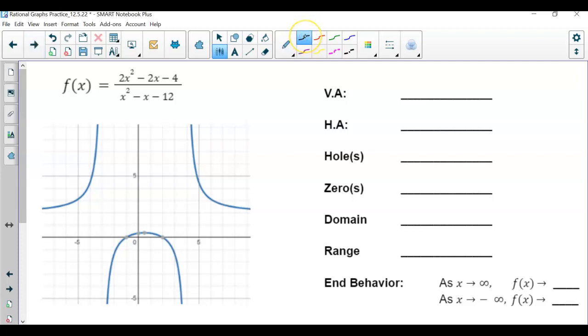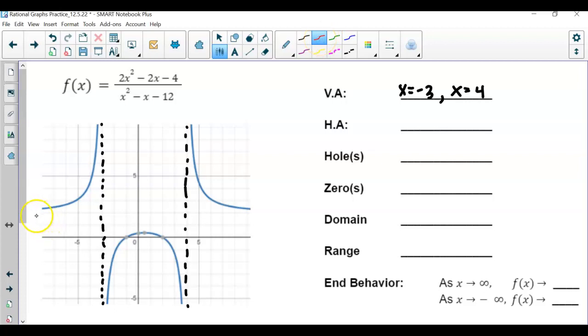And here we go. So there are actually two vertical asymptotes. Notice how the graph is approaching this vertical asymptote here at -3, so x is equal to -3. And it's also approaching but never reaching right here at x is equal to 4. We also have a horizontal asymptote. Notice how here we do have a horizontal asymptote at y is equal to 2.